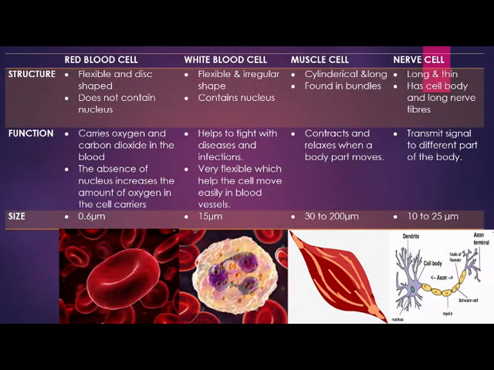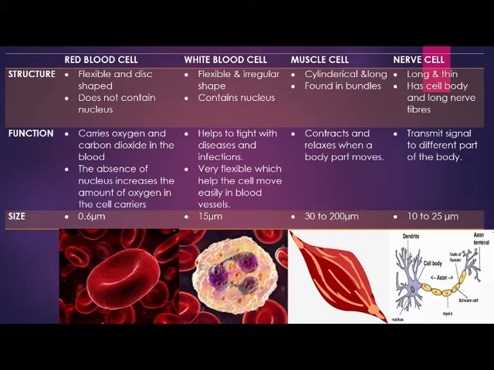Cells are not always spherical or cuboidal. They have different shapes that help carry out the function they perform. Let's take a look at the shape and function of a few different cells. The few different cells are red blood cell, white blood cell, muscle cell and nerve cell.